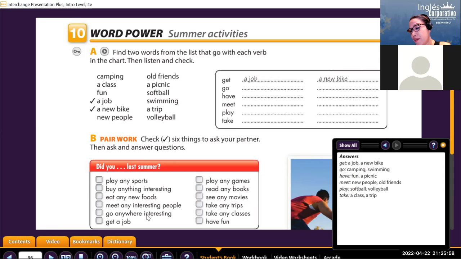Did you read any books last summer? No, I didn't. I never read any book. Oh, you didn't read any books. Oh, okay. Now you can ask a question to me. Okay. Did you buy anything interesting last summer? Yes, I did. I bought a new chair for my desk. Okay. What about you? Did you buy anything interesting last summer?